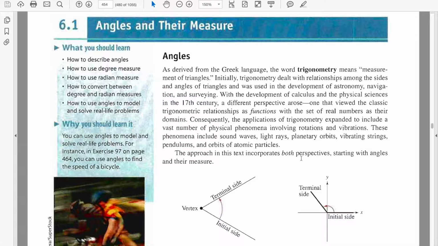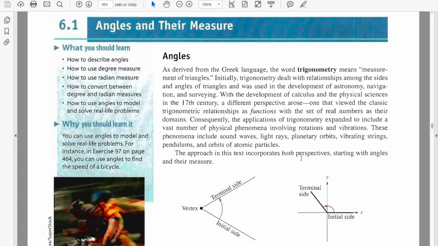Initially, trigonometry dealt with relationships among the sides and angles of triangles and was used in the development of astronomy, navigation, and surveying. With the development of calculus and the physical sciences in the 17th century, a different perspective arose, one that viewed the classic trigonometric relationships as functions with the set of real numbers as their domains.